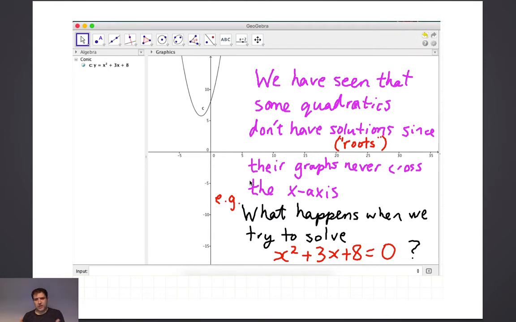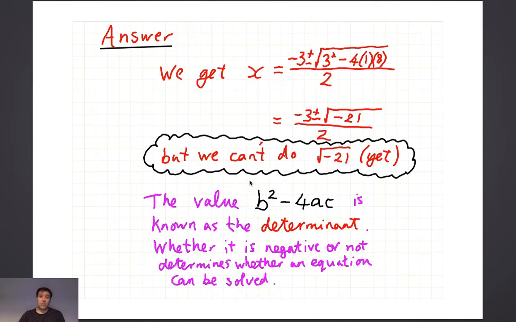But surely we can put the numbers 1, 3 and 8 into the formula. So what happens when we try and put those numbers into the formula? And what happens is we try and do it and we get the square root of a minus number coming out in the formula. And we can't do the square root of minus 21 yet. I say yet because I already alluded to something you're going to do in the future where you're allowed to have the square root of negative numbers, but it's not within the remit of this unit.